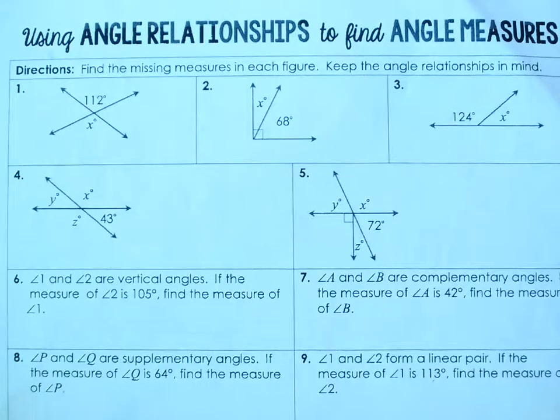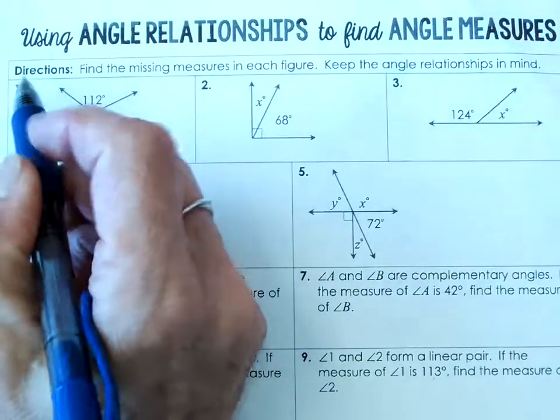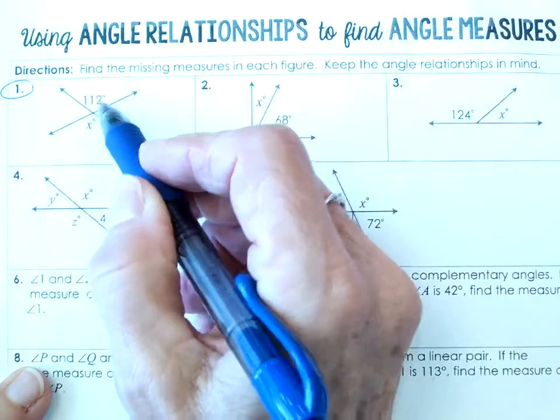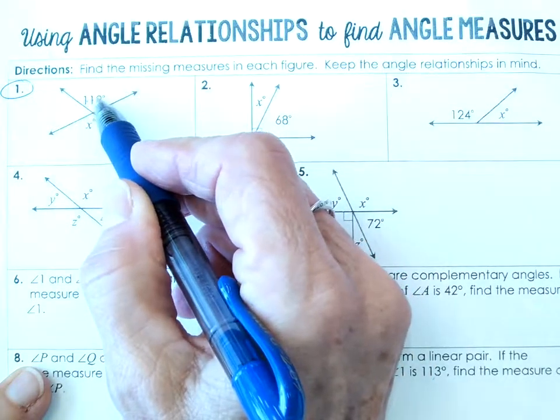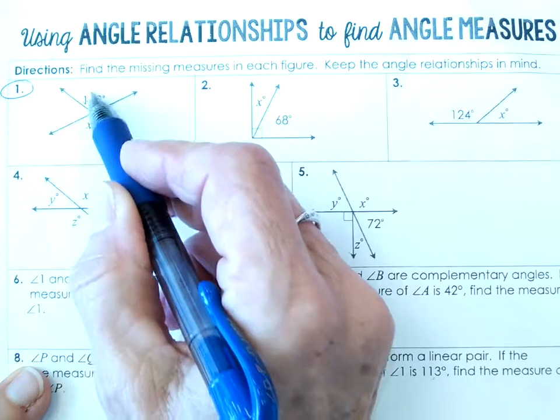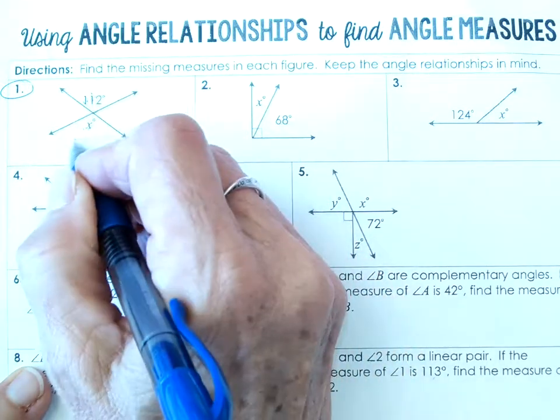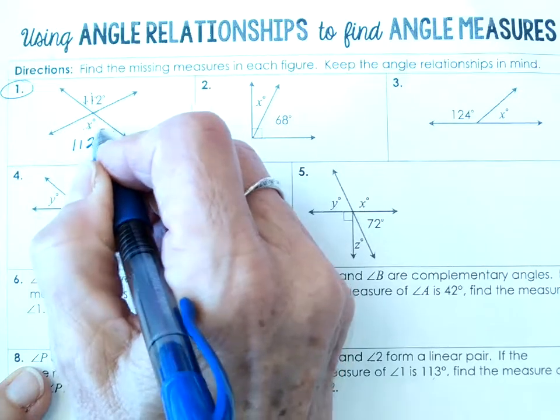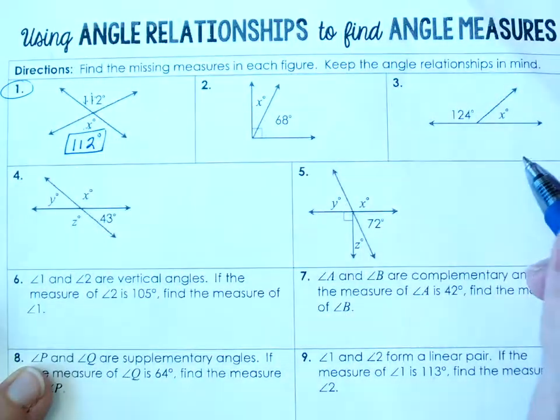These are the odds from pages 19 and 20 that were classwork for today, Tuesday. So I'm going to go through those odds so that it'll be easier for you to do the evens this evening. So problem number 1, the 112 degree angle here is vertical to where the x is. They're across from one another. So this angle x is 112 degrees.